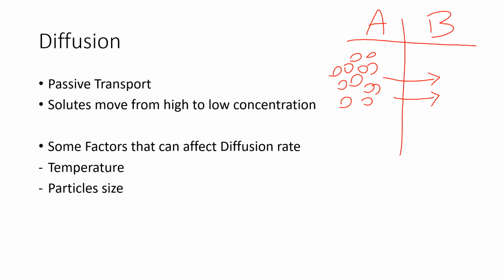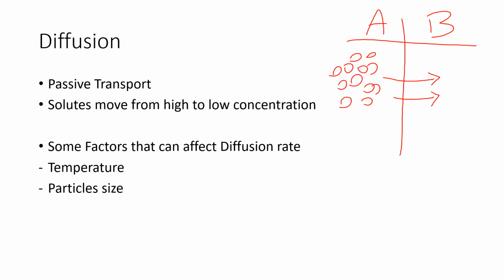For example, temperature. The higher the temperature, the faster the molecules are going to diffuse. So the higher the temperature, the higher the diffusion rate. That is a directly proportional relationship.